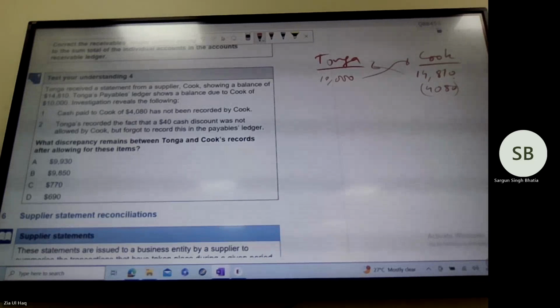And Tonga recorded the fact that a 40 cash discount was not allowed by Cook, but forgot to record this in the payable ledger. I mean, he recorded 40 discount received, but that discount has not been allowed by Cook, and he forgot to record it in his book. If he forgot to record it in his book, this means he has to record 40 on the debit side.